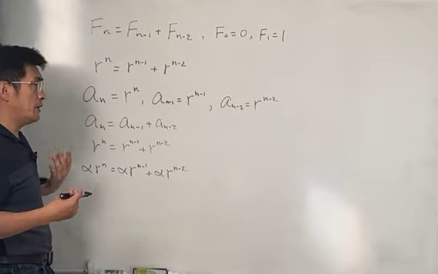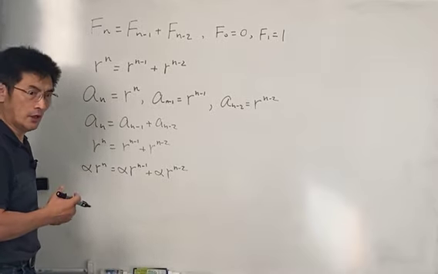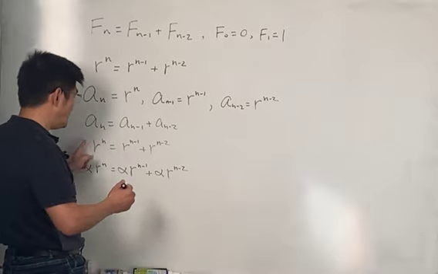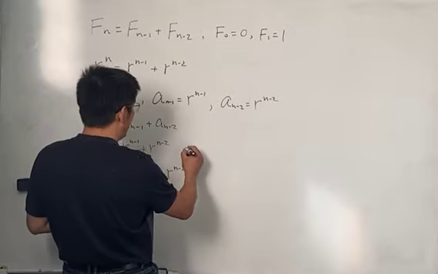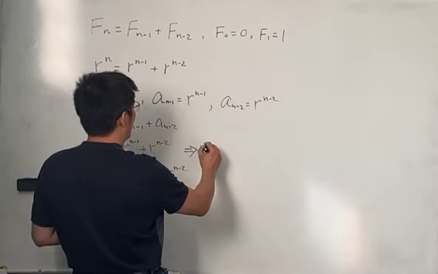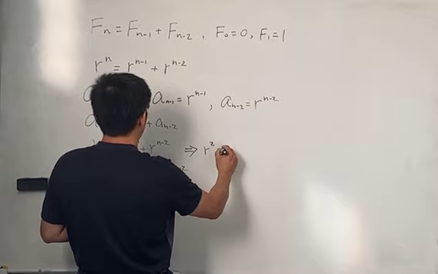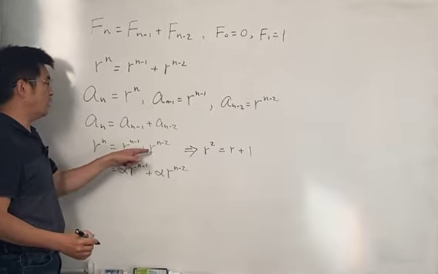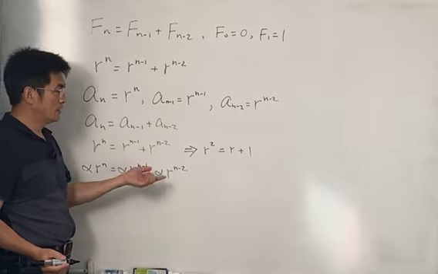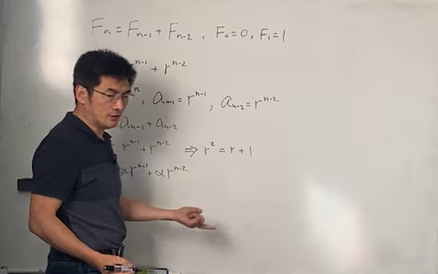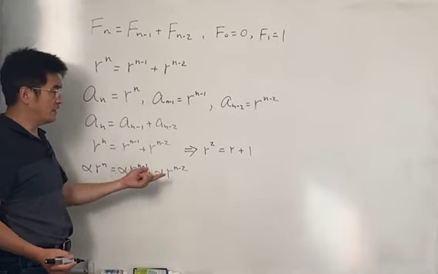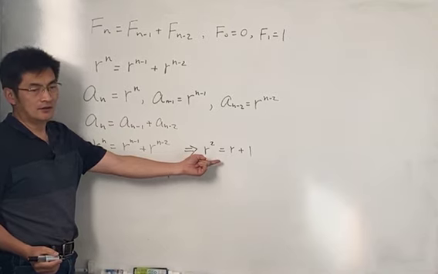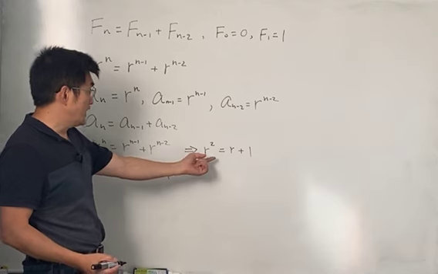And then we may think about how many possible values there are for r. So this can be simplified to r to the power of 2 equals r plus 1. I'm just dividing all of them by r to the power of n minus 2. So this can be simplified to that. All right, so that's a quadratic equation.